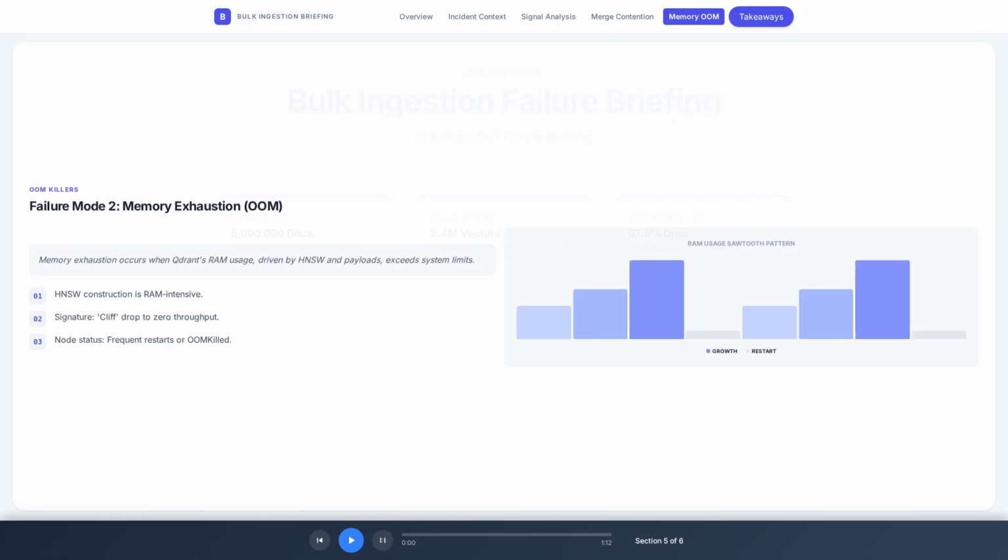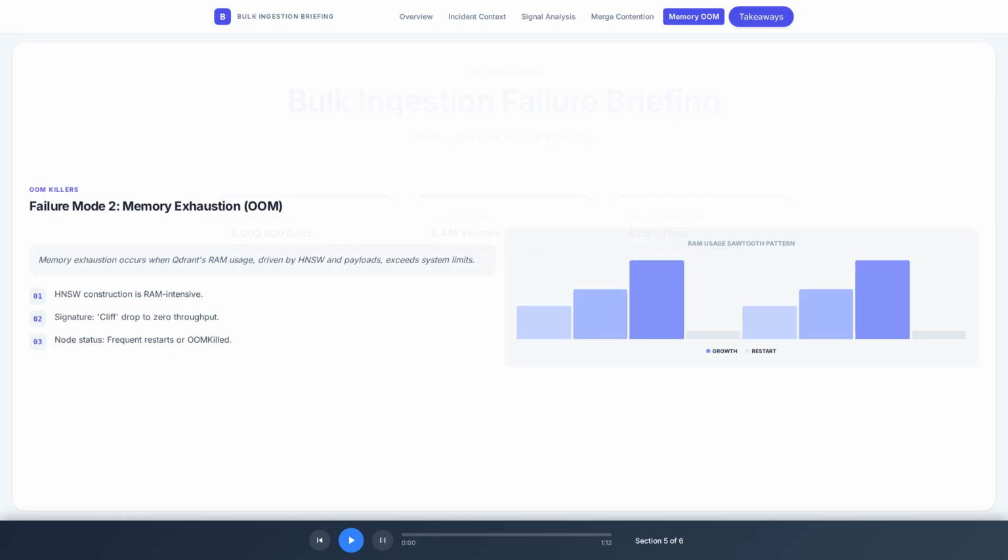That is because of building the HNSW and indexing your documents. Plus, there are internal batching things. So here's the thing. If all this memory use goes beyond what your node actually has, the operating system has this thing, the OOM killer, and it just shuts down the Qdrant process just to get that memory back.